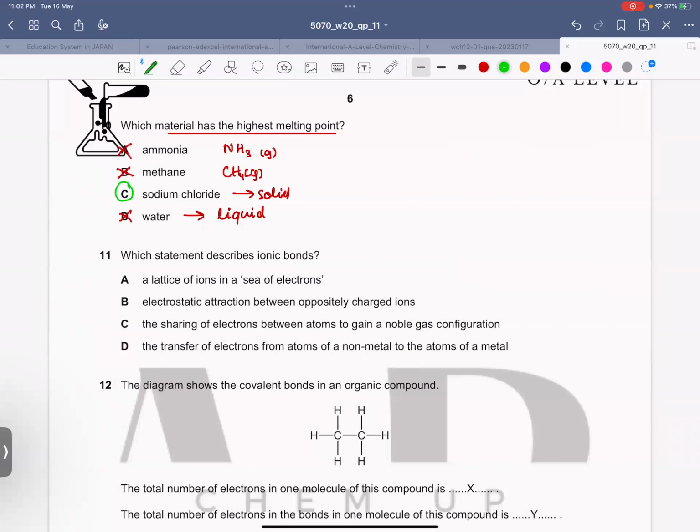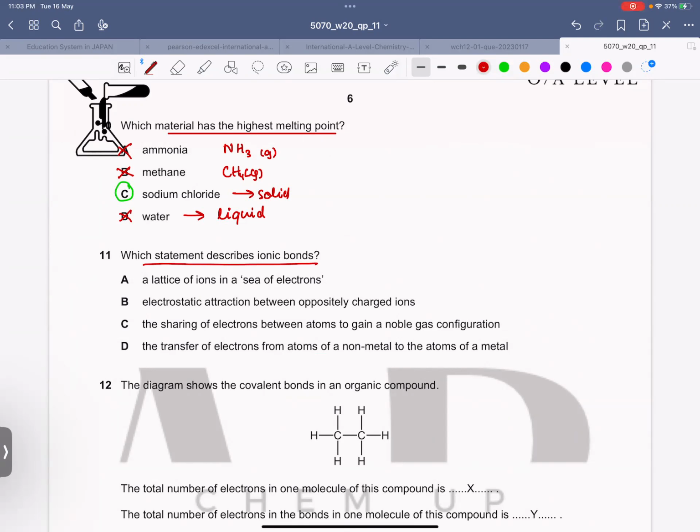Is this understandable to everyone? Yes. Okay. Now question number 11. One minute. For 11, let me read. Which statement describes an ionic bond?